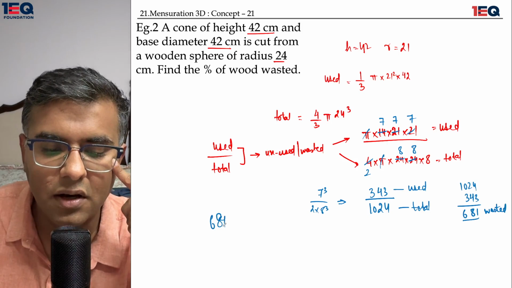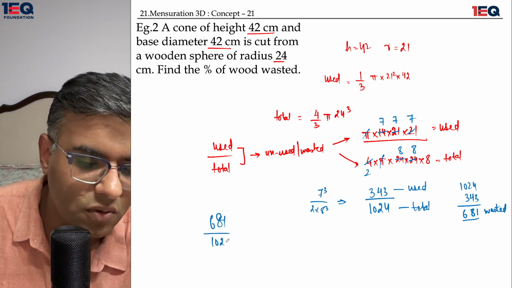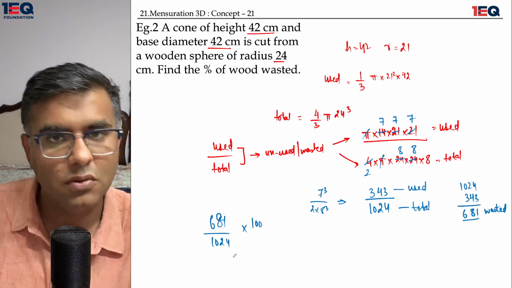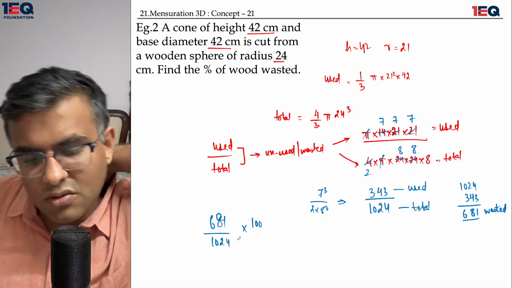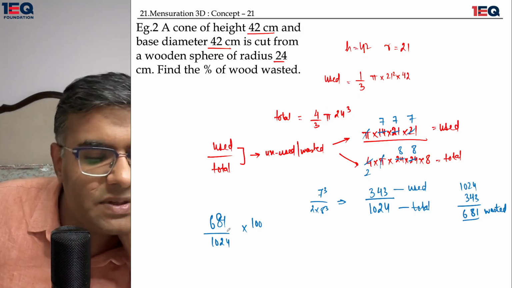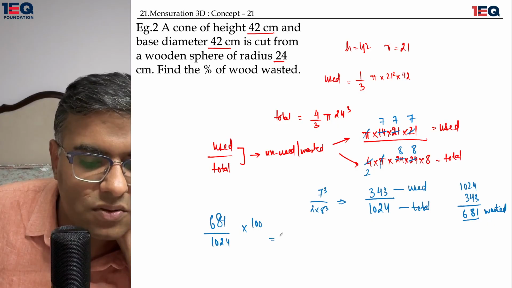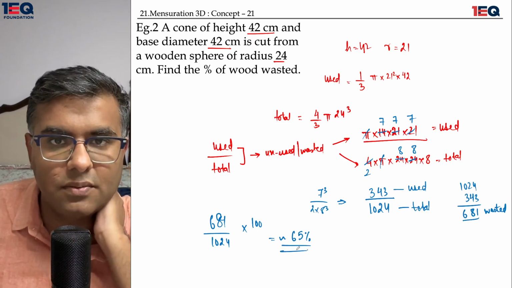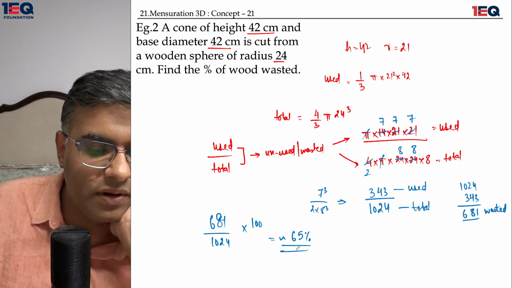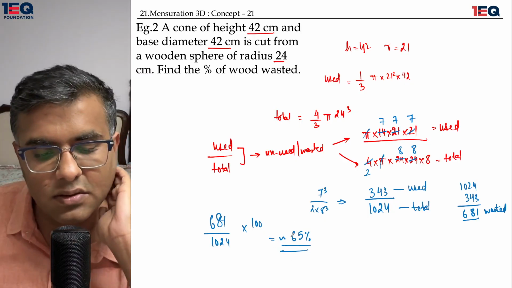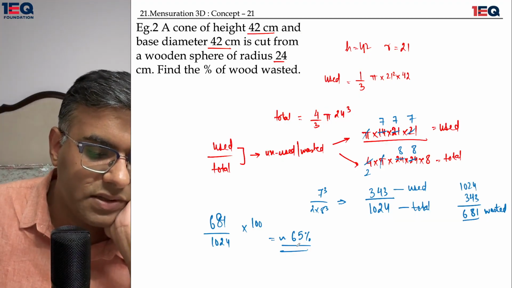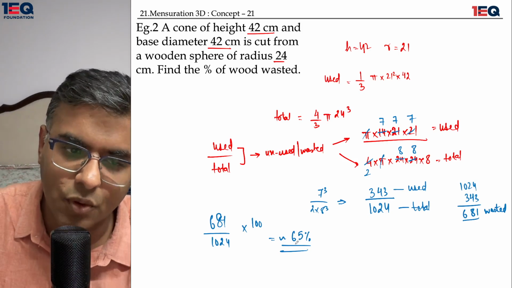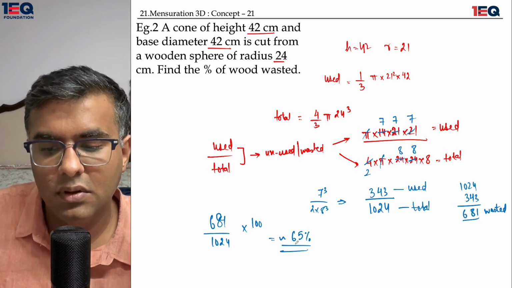So 681 upon total, which is 1024, would give me the percentage of wood wasted. So this is basically my final answer. This would come out to be somewhere around 68%, a little less than 68%. Okay, I hope everybody is satisfied with this sort of a response, right? 65 or maybe 64%. So 64% of the wood got wasted in this process. Good enough? Let's move on.